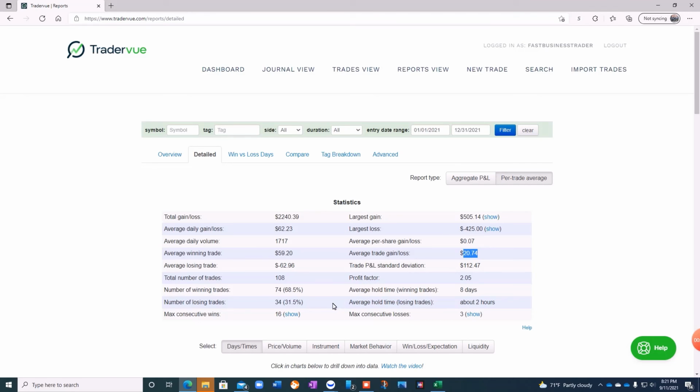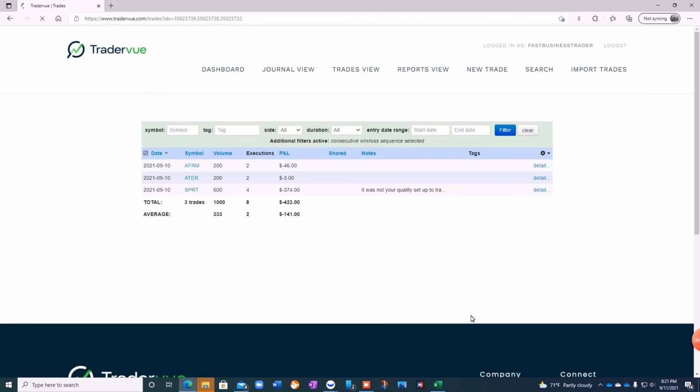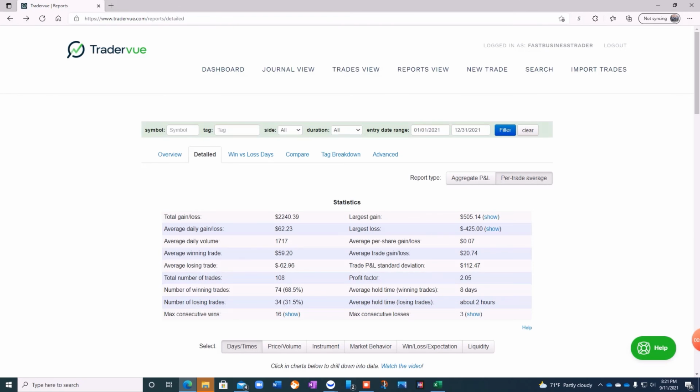So this is based on my swing trades, and average hold of a losing trade about 2 hours. That's based on my swing trades as well. Looking at average volume 1700, number of losing trades 34, number of winning trades 74. So I'm at a 68% here. My goal here is to get to 70% by the end of this month.